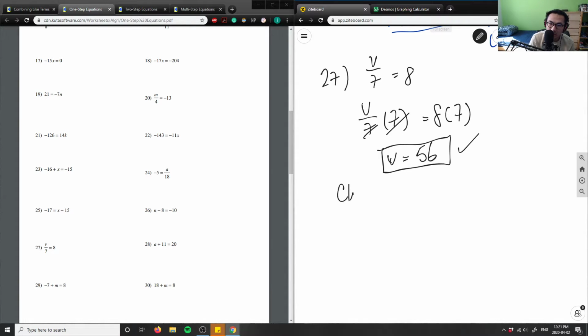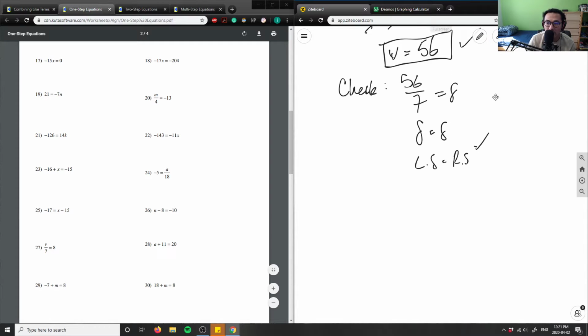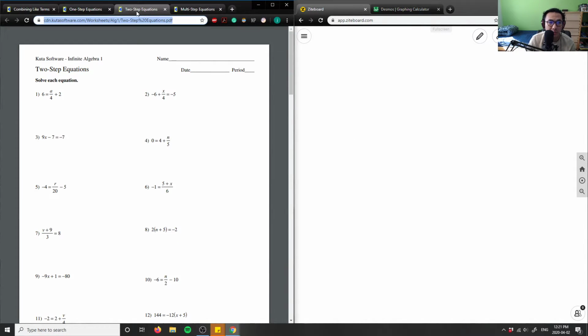We can always check and plug in 56 as v. 56 divided by 7 equals 8. We realize, yes, 56 divided by 7 does equal 8. Left side equals right side, which means my equation here is correct, and we've solved for this correctly. So I hope the one-step equations are very clear to you. If you do have problems with that, I would go back to this problem and maybe work on a lot of these problems in your own time. But what we're going to do is move on to two-step equations.